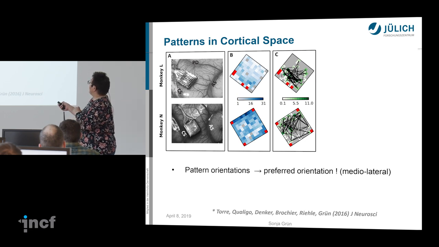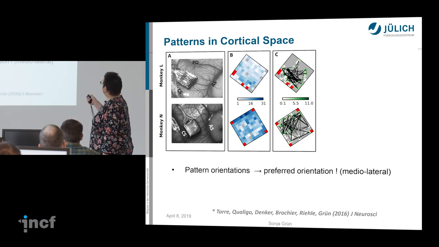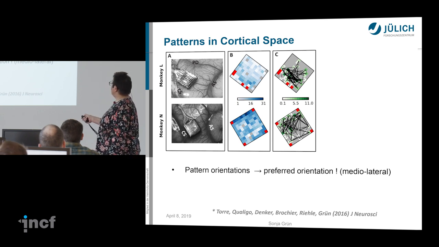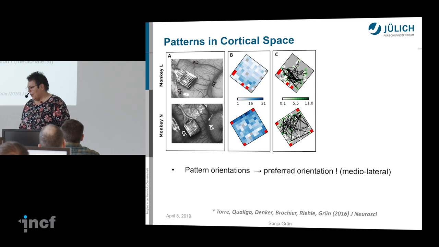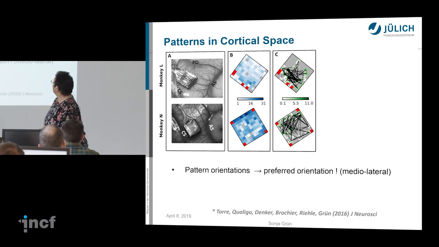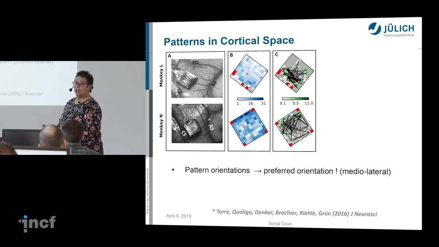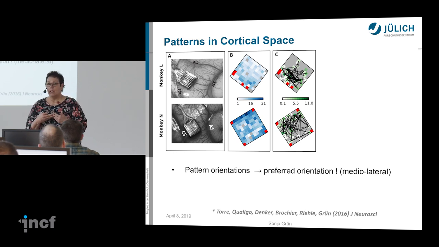And what we found is that there is actually, for the patterns, a preferred orientation on the array. So for example, they are preferably mediolateral occurring, almost identical, very similar for both monkeys. And what we thought, but could not test yet, is that this may be related to what Hatzopoulos and others were showing with these propagating waves in motor cortex.